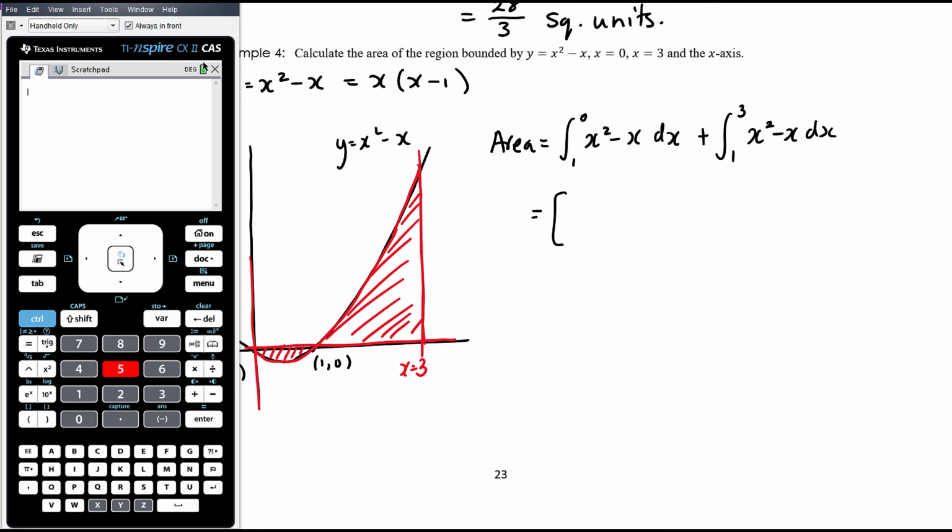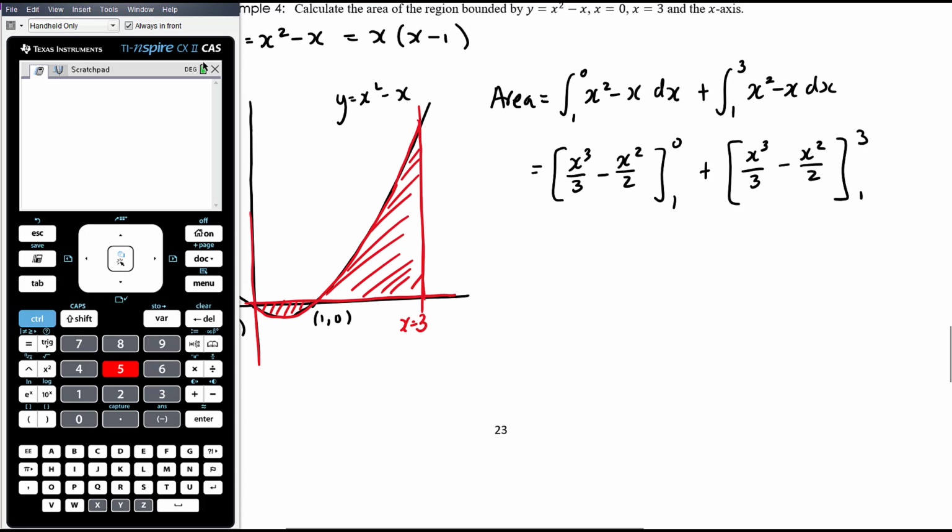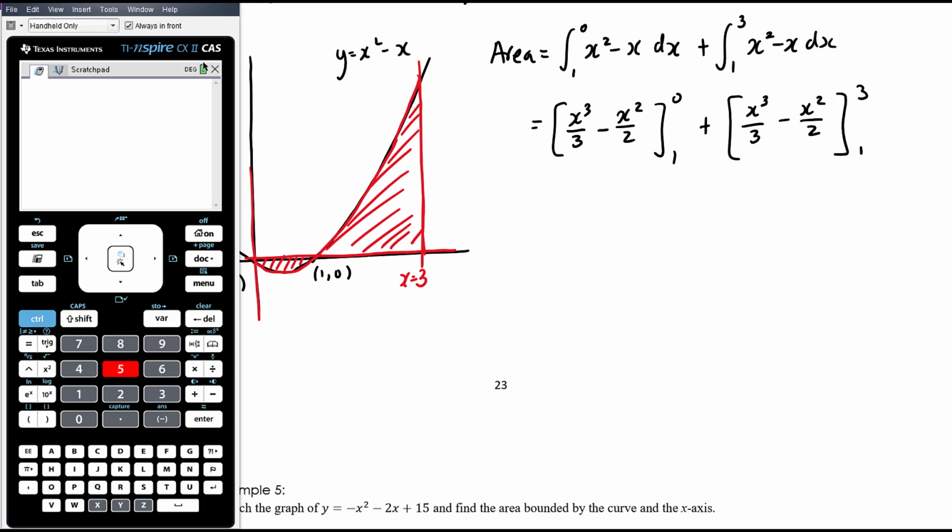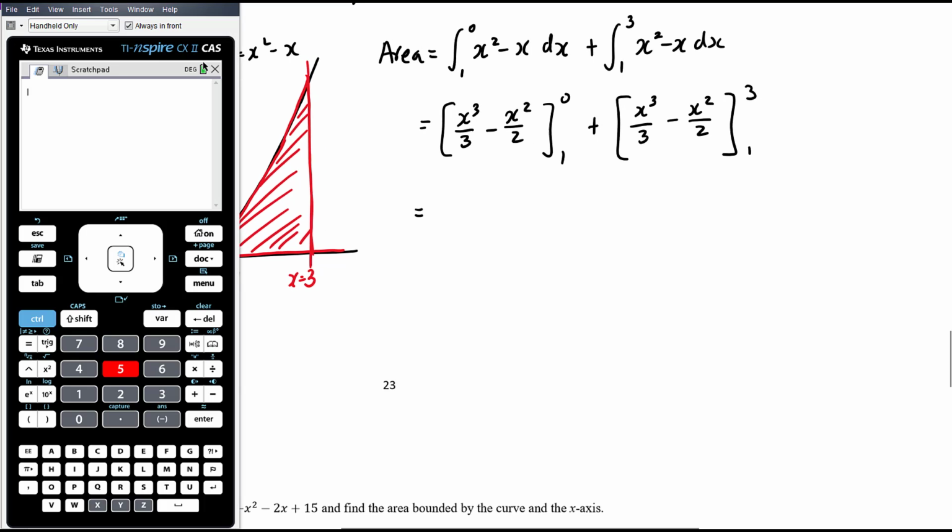So antiderivative of x squared minus x is x cubed on 3 minus x squared on 2. We're doing that from 0 to 1, plus same antiderivative from 1 to 3. Sorry, we're not doing that from 0 to 1, we're doing that from 1 to 0 because it's the negative integral. Now, you're going to have lots of fractions, lots of substitutions here. Again, don't skip too many steps in your head, you'll make mistakes, you'll lose a negative somewhere, or whatever it might be. So write out the steps and then focus on simplifying it.